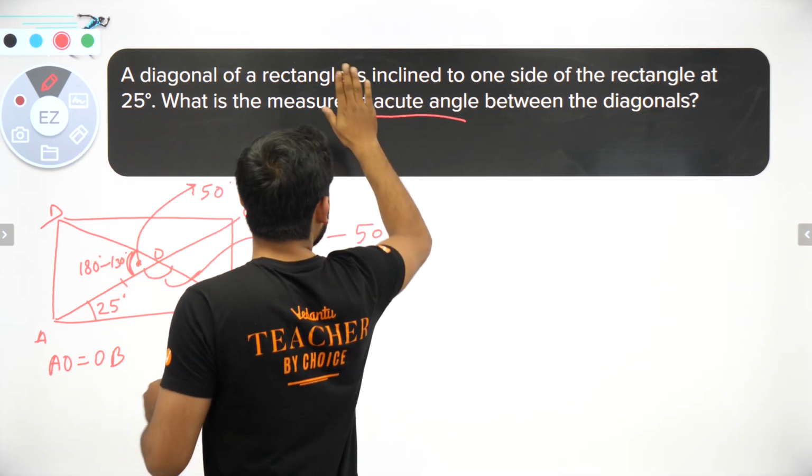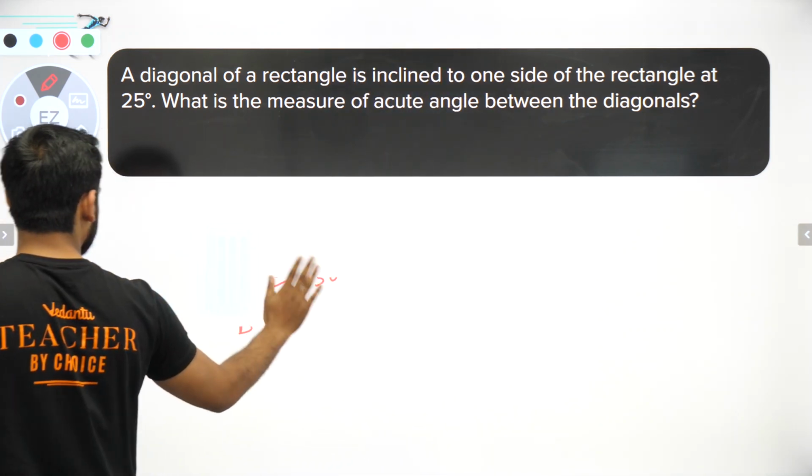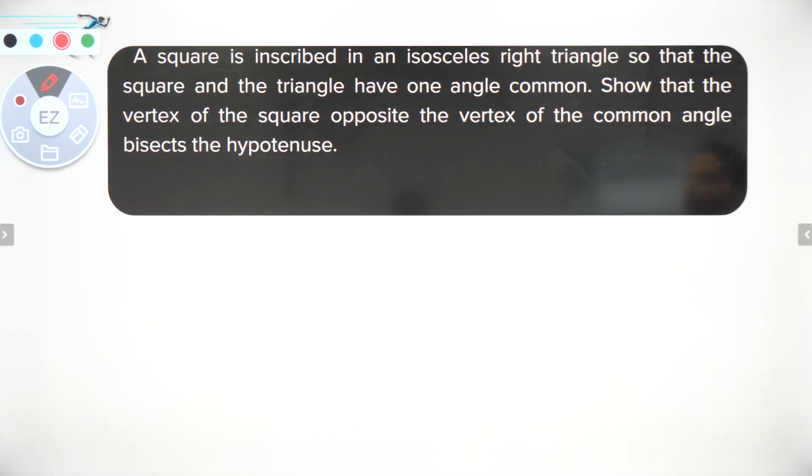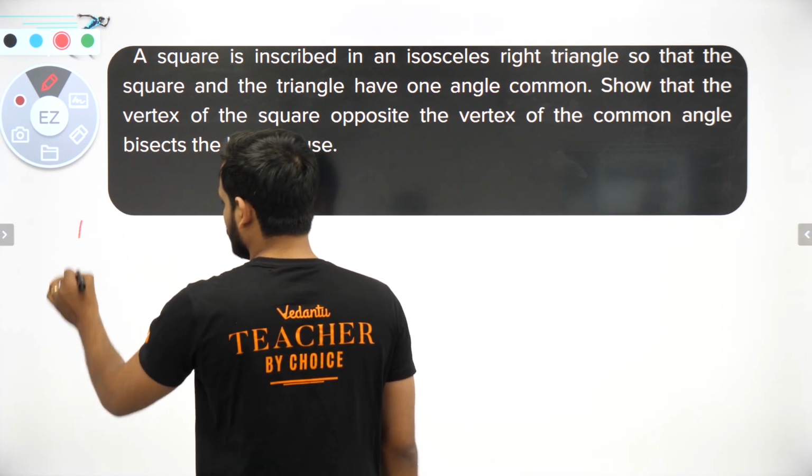So let's move to the next question. The next question which we have is this. A square is inscribed in an isosceles right triangle. Okay, so we have an isosceles right triangle.